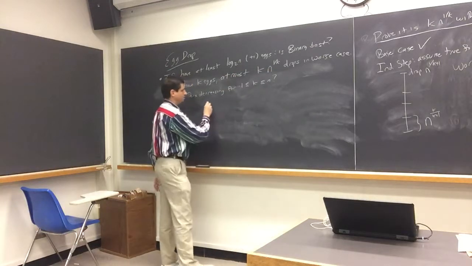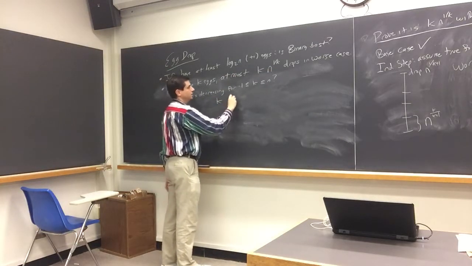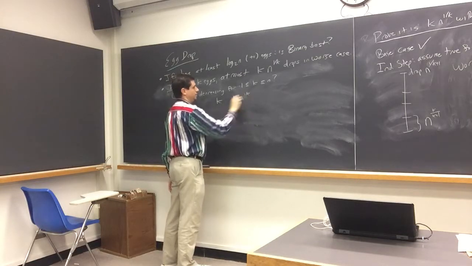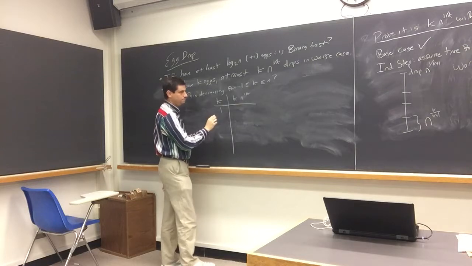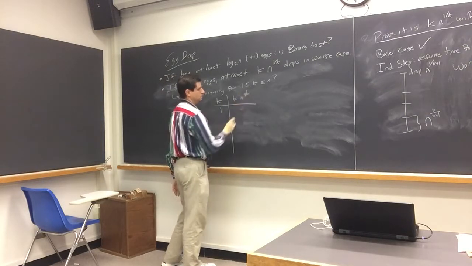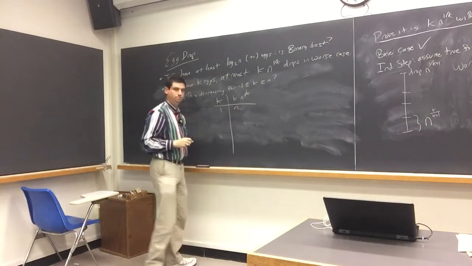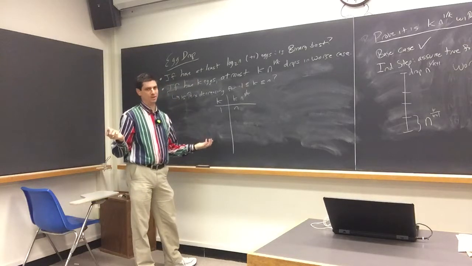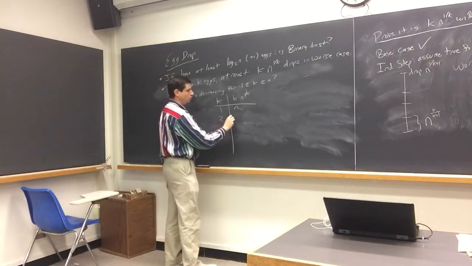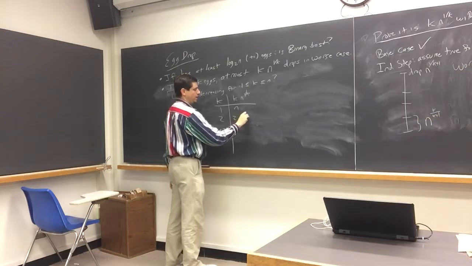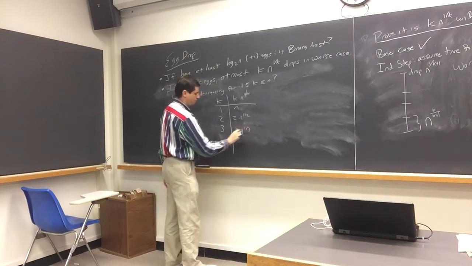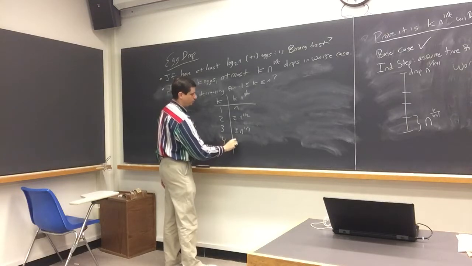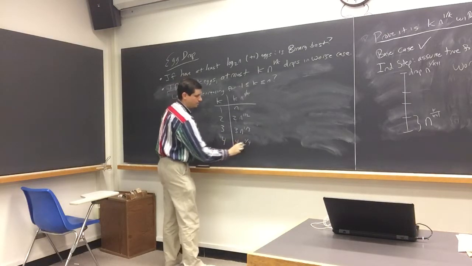Let's make a table: k, and n to the 1 over k. When k equals 1, we get n. Makes sense. Can't do better than that. When k equals 2, we get 2n to the 1 half. When k equals 3, we get 3n to the 1 third. When k equals 4, we get 4n to the 1 fourth.